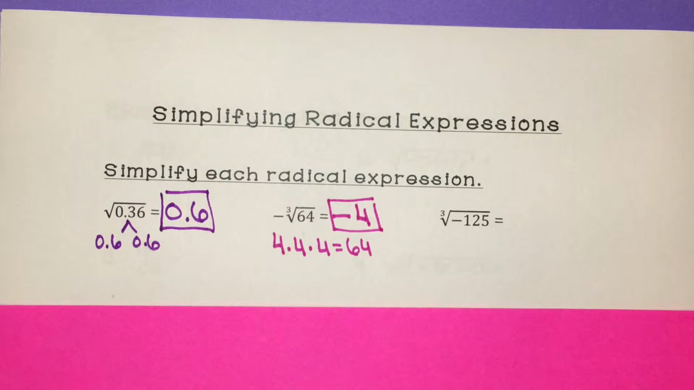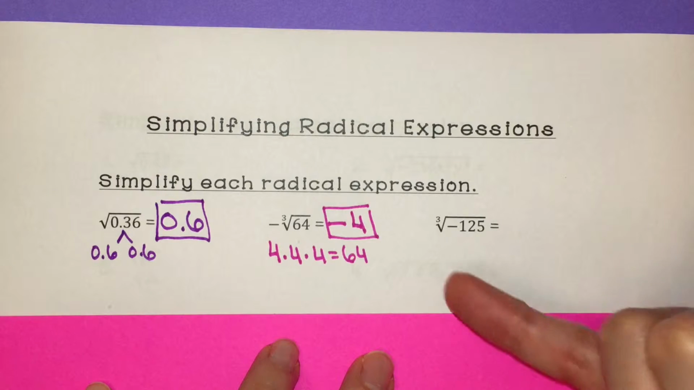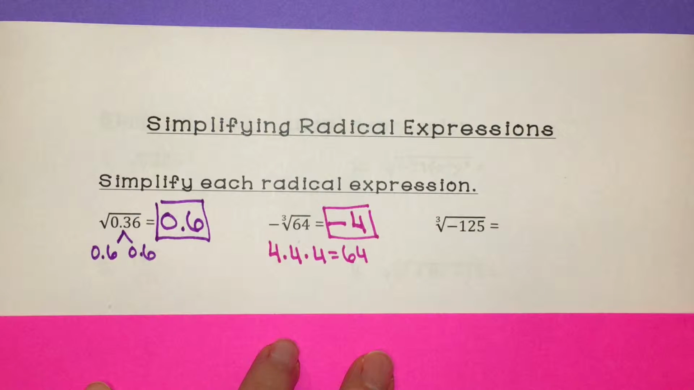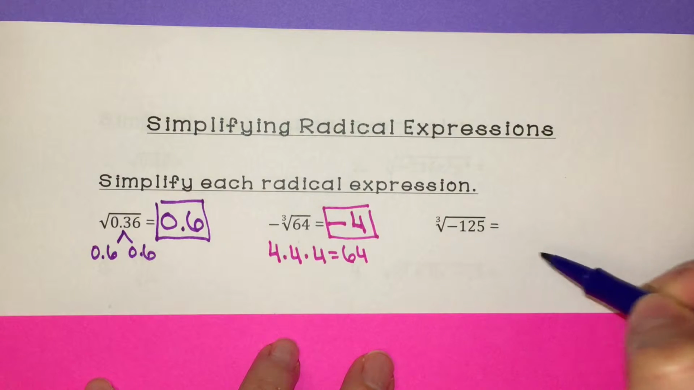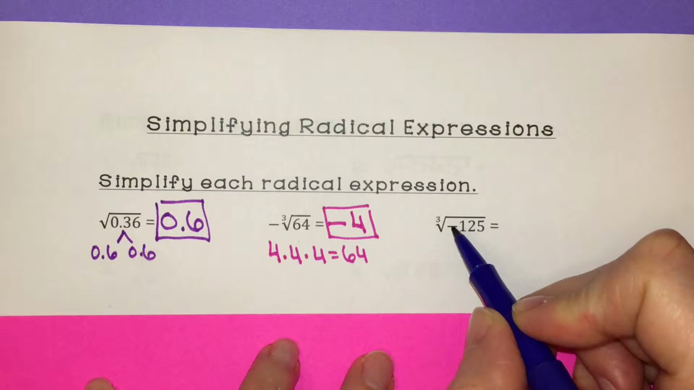And again, you can always go back, check with a calculator, double check yourself, make sure you did it correctly. All right, so when you're working with square roots, you cannot have a negative underneath the square root sign. That's how you get your imaginary number i. But if you're dealing with a cube root, you actually can have a negative, because a negative times a negative times a negative will give you a negative.